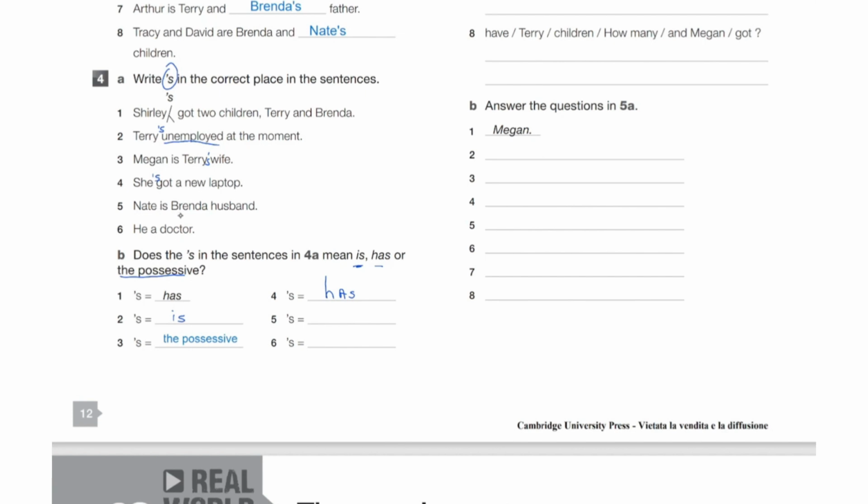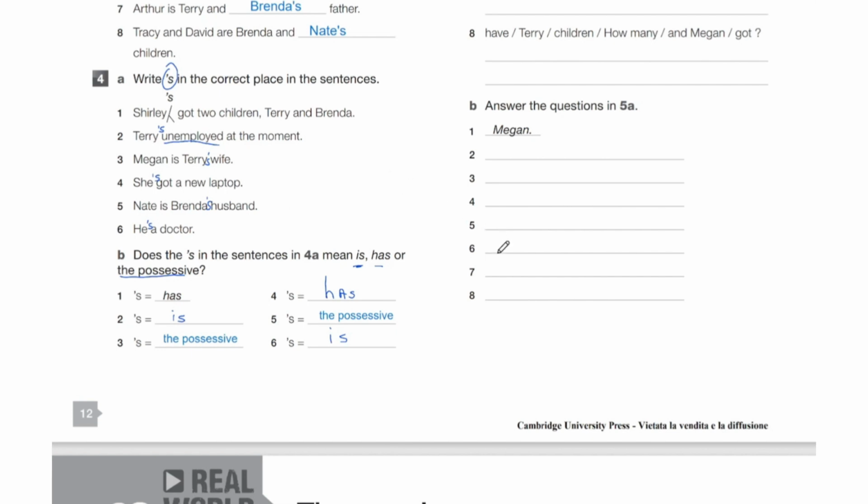Number five, Nate is Brenda's husband. Brenda's husband. So here again, possessive, guys. We're gonna write the possessive. Brenda's. That's it. Number six, he's a doctor. So apostrophe S means "is" here. He is a doctor, guys. Right? So number four is done.